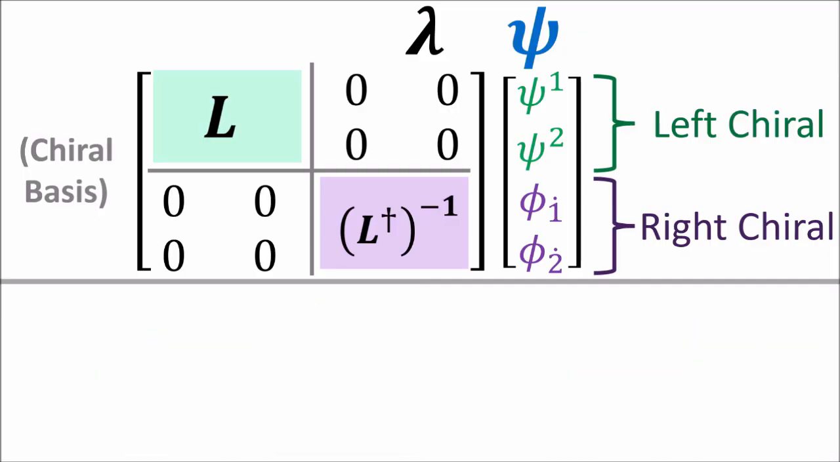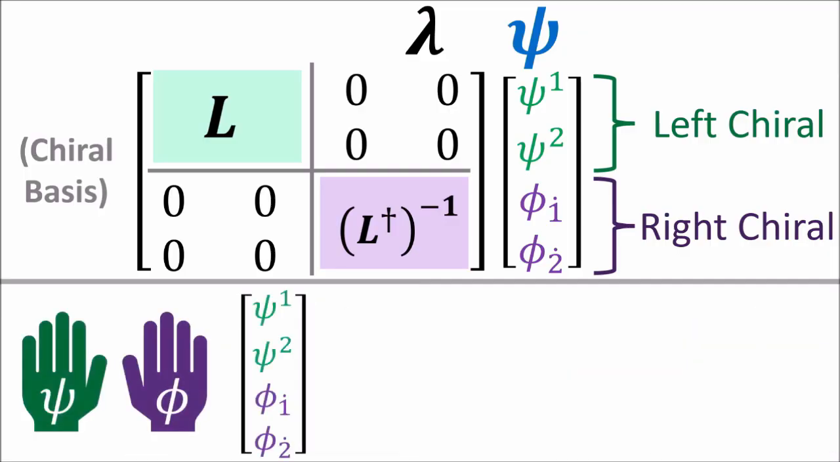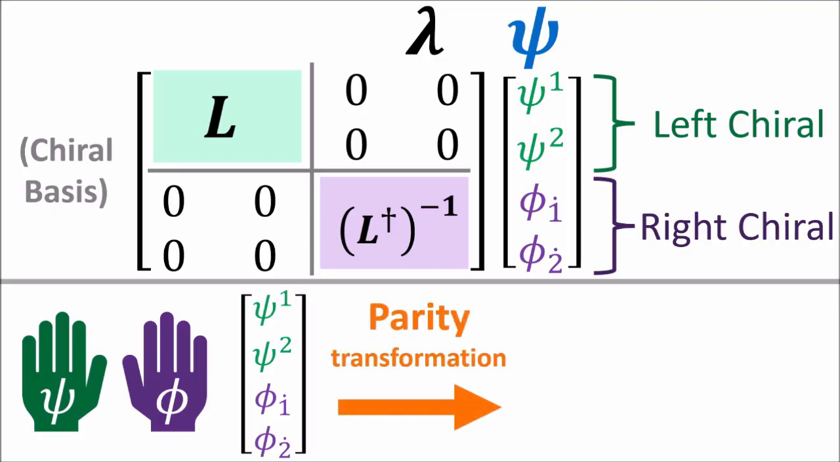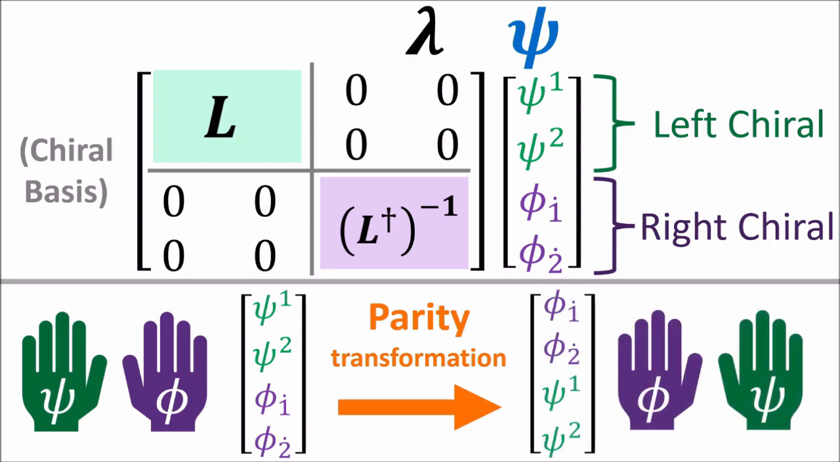Note that the two halves are not perfect mirror images, which is why I use the different letters psi and phi, because the left and right spinors generally have different components. But doing a parity transformation on a Dirac spinor basically swaps the left and right components in the spinor, so that their roles are switched.